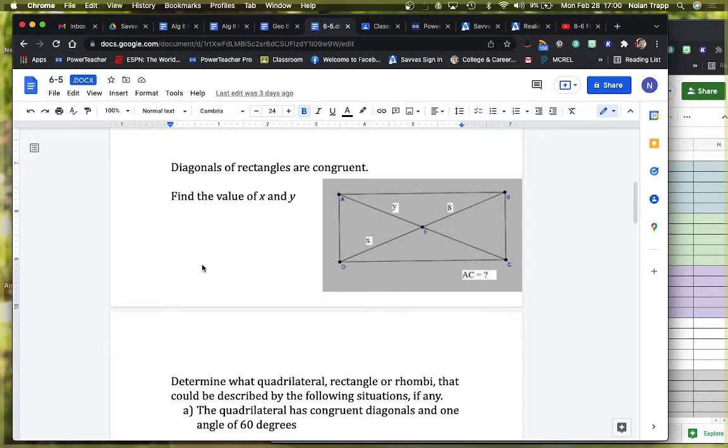Then we have diagonals of a rectangle are congruent for a rectangle. So we know that, for example, this would equal this, which equals this, which equals this, because it's still bisected. Well, it's still cut in half because of the rules about parallelograms, right? So we know x and y are both equal to 8 because each half has to be the same. Okay? And to find AC, obviously 8 and 8 makes 16.